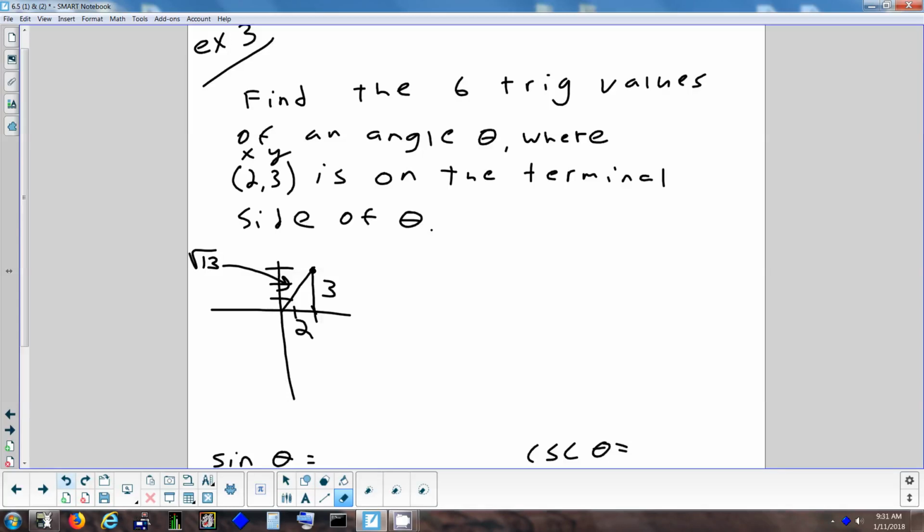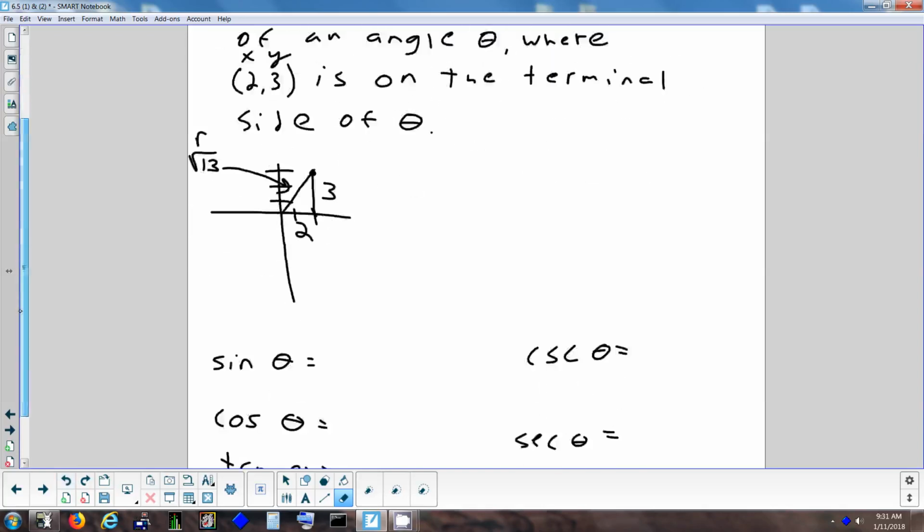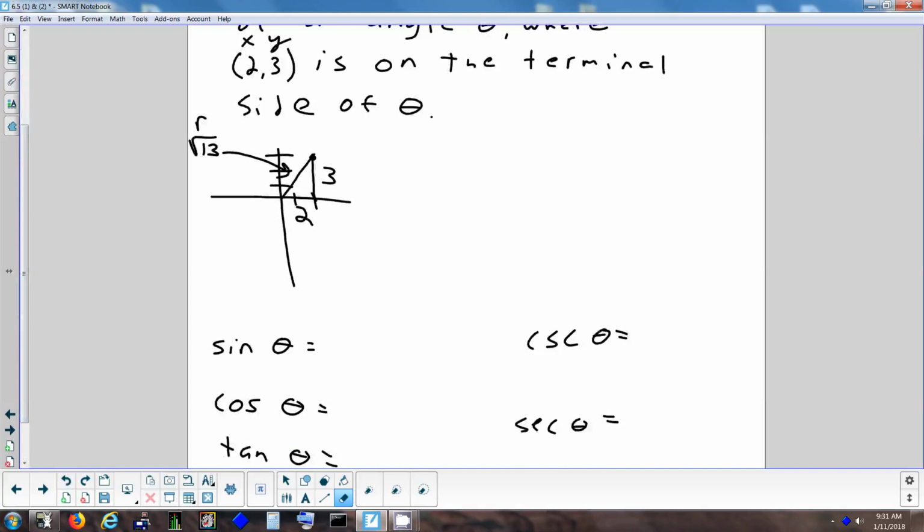Okay, any questions on that? So now we've got x, we've got y, we've got r. Let's fill in our definitions. Jane, what would the sine of this angle be? It would be 3 over square root of 13. Yeah, so it would be 3 over square root of 13, and then we fix it. And that's really just doing opposite over hypotenuse. It's exactly the same thing. Think of it as y over r, think of it as opposite over hypotenuse, same thing.